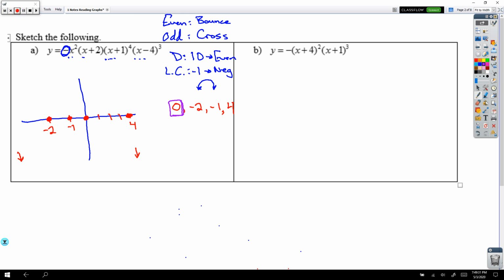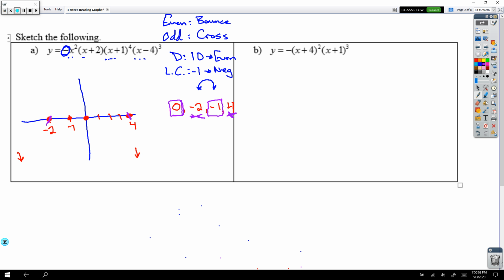When I look at x plus 2, that's x plus 2 to the first. Odd, so that means it's going to cross. Negative 1, that's x plus 1 to the fourth, so that's going to bounce. And then x minus 4 to the third, that means it crosses. So it crosses at the negative 2 and the 4. Now, the negative 1 and 0, we're going to have a bounce, but I don't know what side the bounce is going to happen on until I start doing my drawing here.